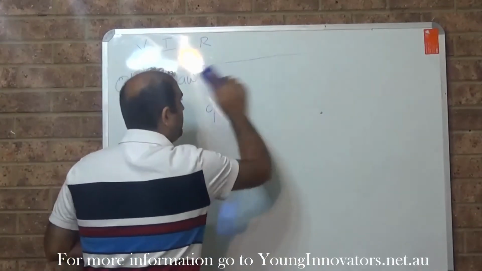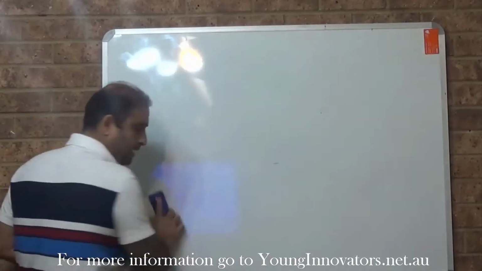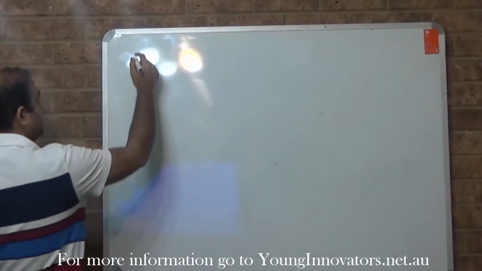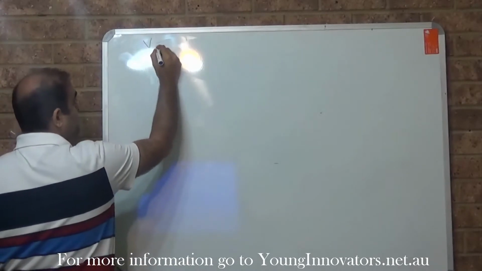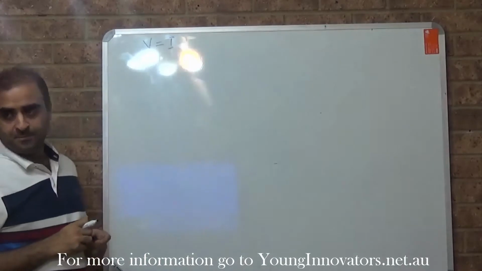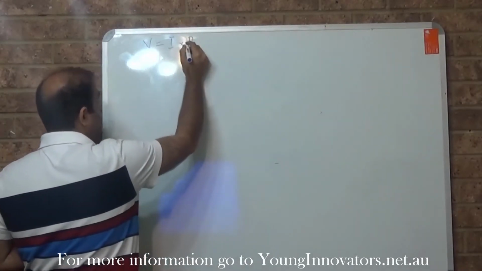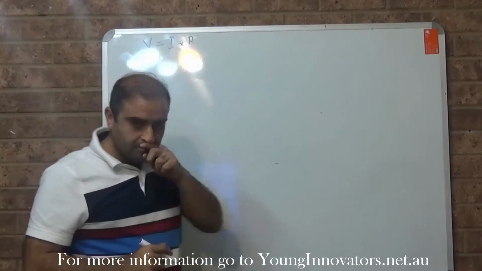Excellent. So I'll write the formula on the top, and then I'll tell you what we are going to do today, our first experiment. So what was the formula again? V equals I times R. Very good.